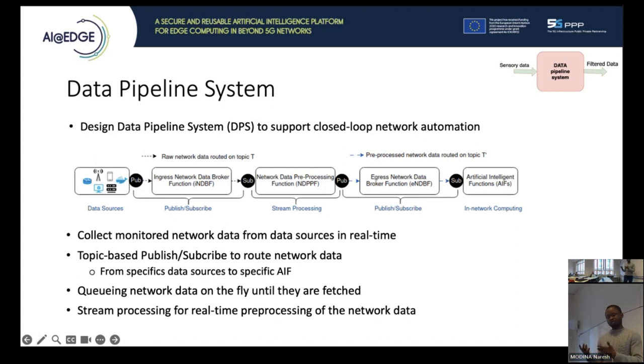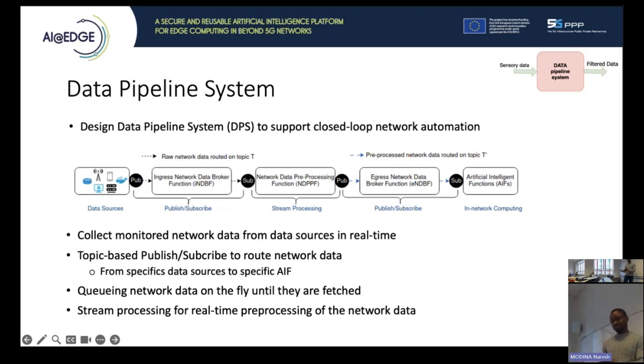Then, as the data are produced in real time, we don't need to store this data for long periods. So the framework for anomaly detection must learn the current state of the system. That's why we consider queuing network data on the fly until they are fetched. Once they are fetched, they will be removed from the system.